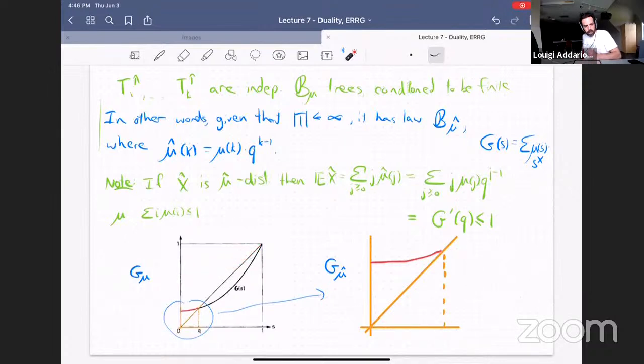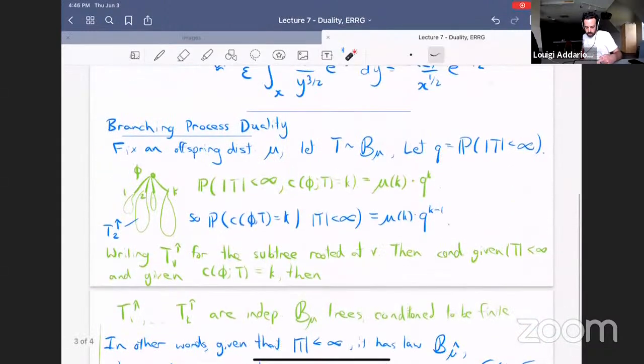Okay. G of q equals q. I agree about that.